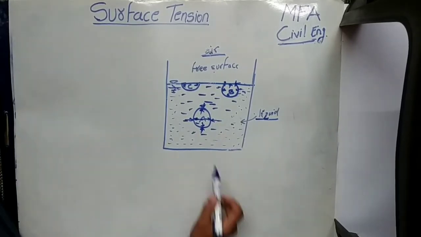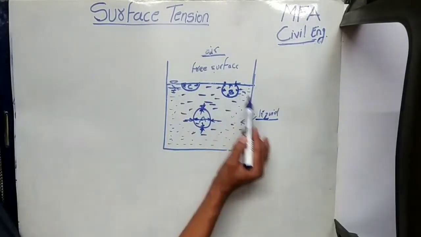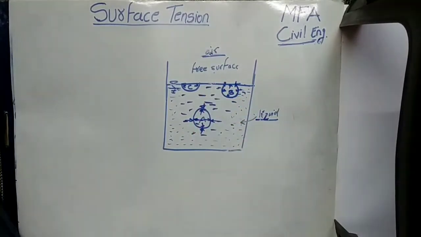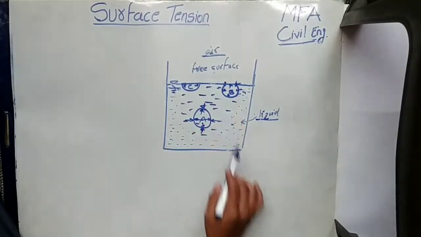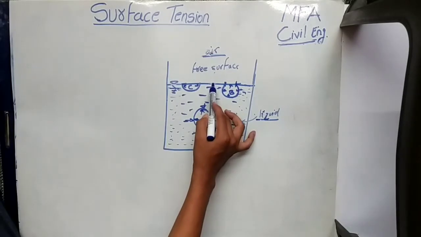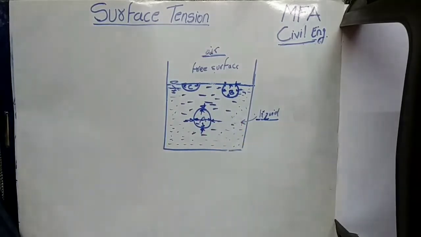Surface tension can be defined as a tensile force acting on the surface of a liquid when the liquid surface is in contact with air, or on the surface of two immiscible fluids, such that the liquid surface behaves like a membrane under tension.